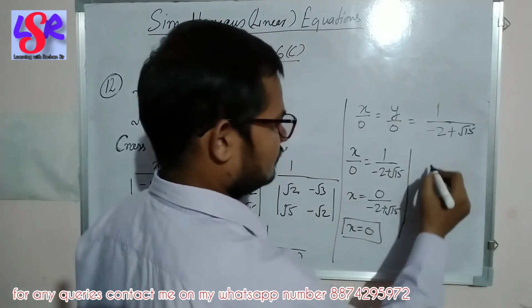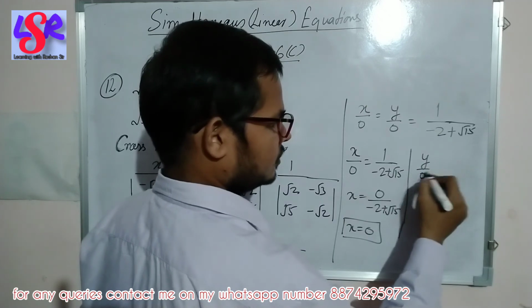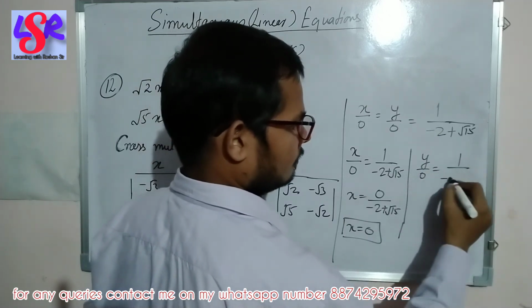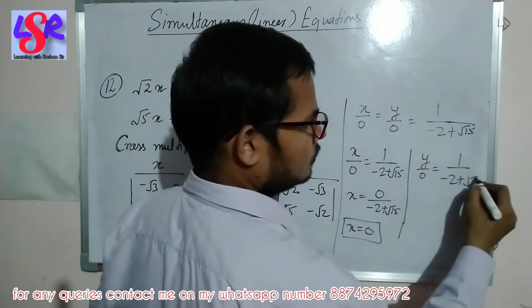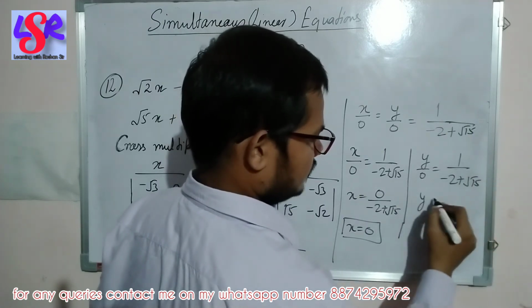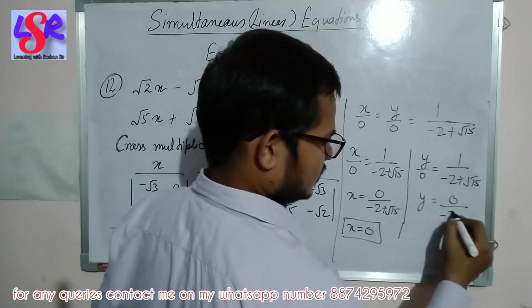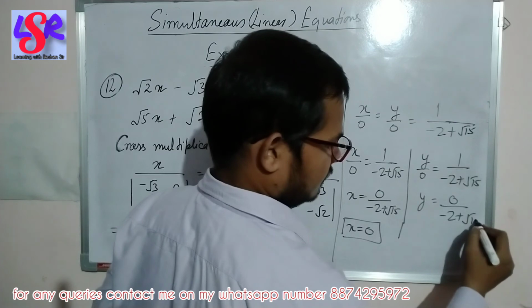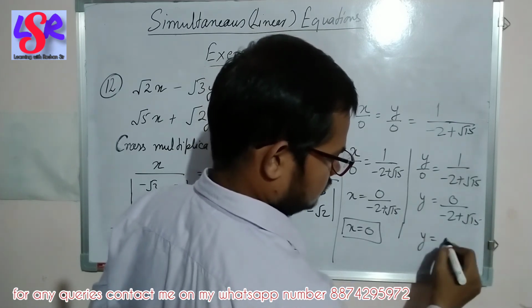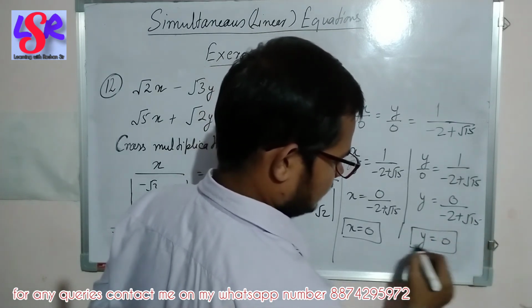And similarly for the y, that is y upon 0 equals to 1 upon minus 2 plus root 15. So the y equals to 0 upon minus 2 plus root 15, and hence y equals to 0 as answer.